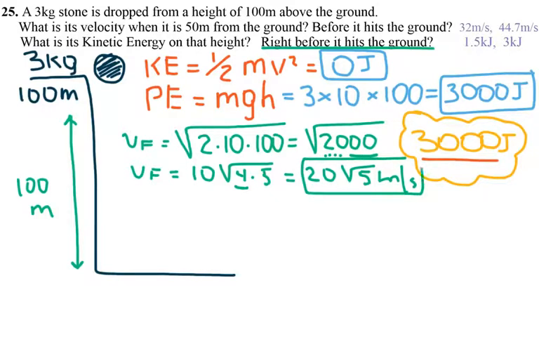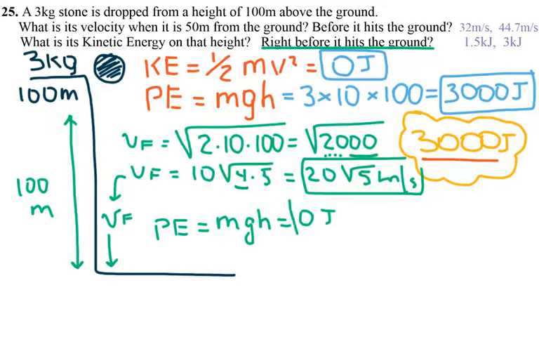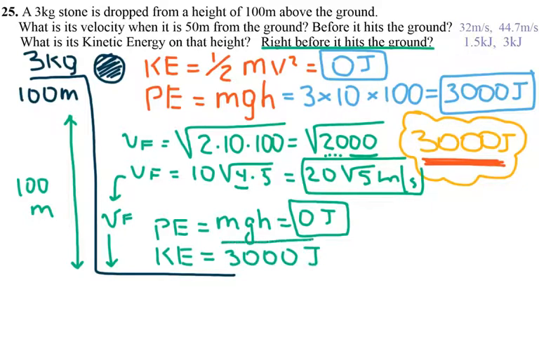So when an object hits the ground, it would have the final velocity of 20 square roots of 5 meters per second. But I want to know the potential energy of it. Right before it hits the ground, it doesn't have any height, so your mgh is going to be equal to 0 joules. And my total energy always stays 3000 joules. So if now I only have 0 joules left for potential energy, that means all the potential energy went to the kinetic energy and equals 3000 joules. Because my total energy has to be conserved and stay the same.